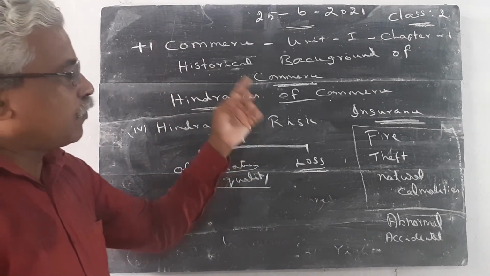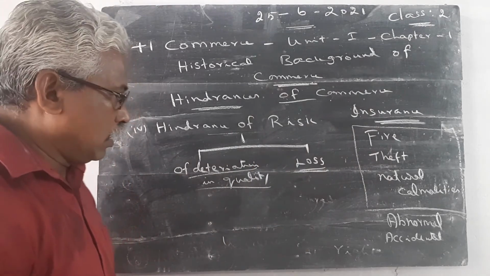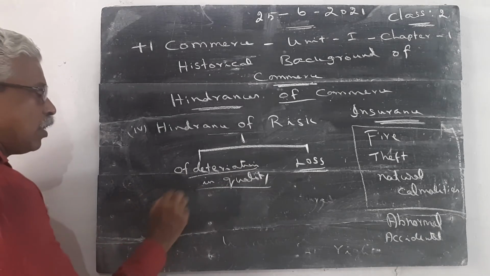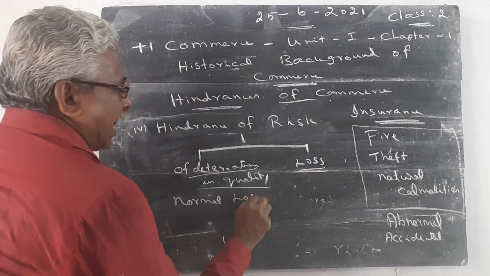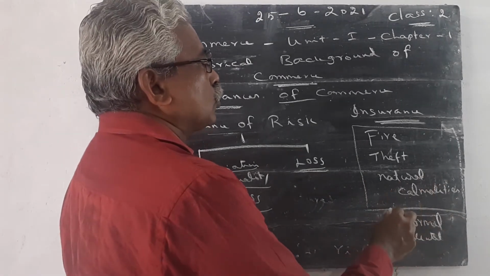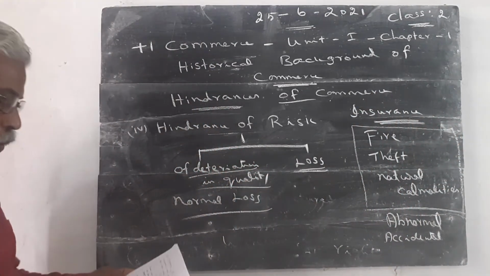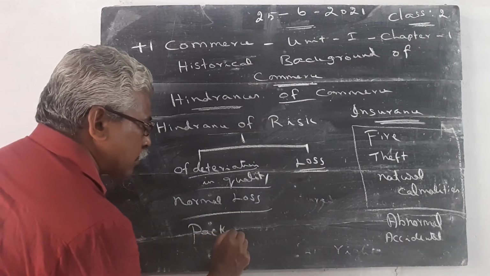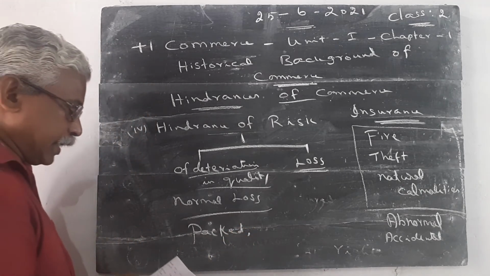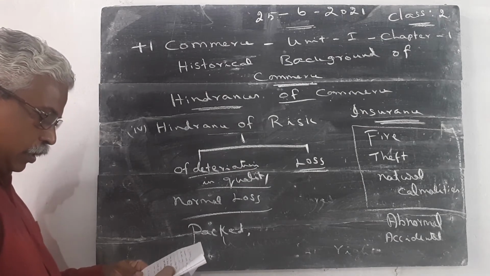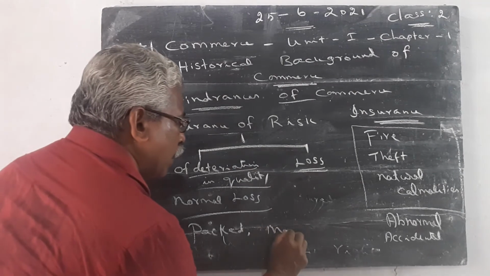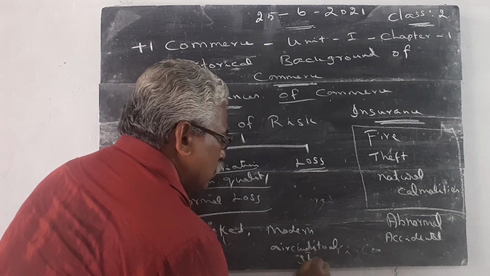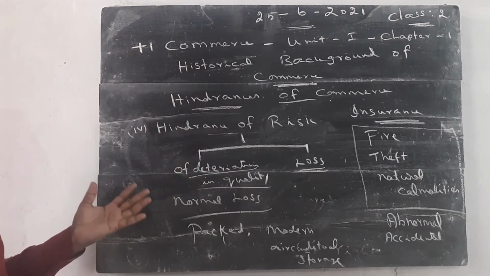The hindrance of risk of loss is claimed through insurance companies, but the hindrance of risk of deterioration in quality is a normal loss. Only the accidental or abnormal loss is claimed from insurance companies. When the goods are properly packed, or if the goods are protected in modern air conditioned storage, the goods are not at all lost.